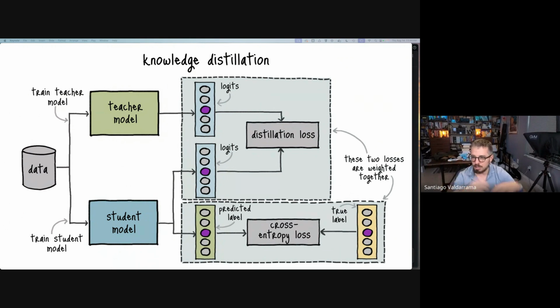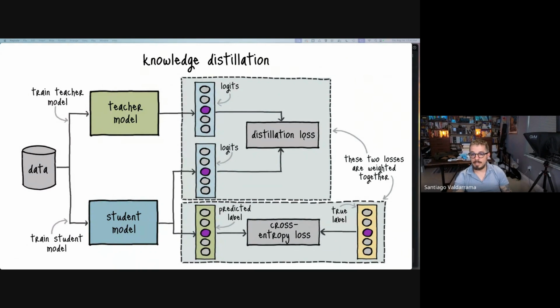Think about the regular training process of a model. You show it one example and you tell the model, hey, this is the example, this is the proper answer. And that's how you train a model. Now here it's a little bit different. Here you train the student model by saying, here is the example, this is what the teacher said, and this is the right answer. Notice that there are two losses here. Two different losses.